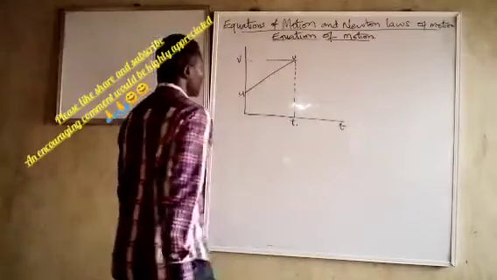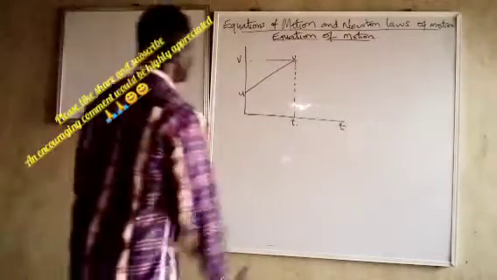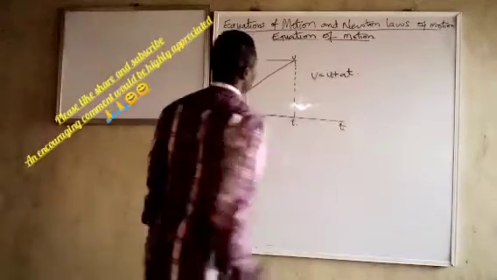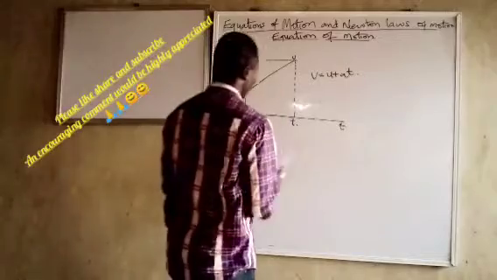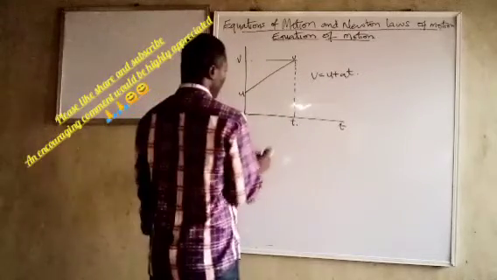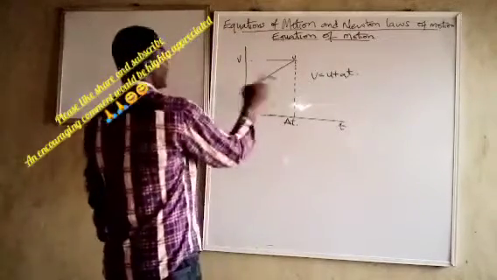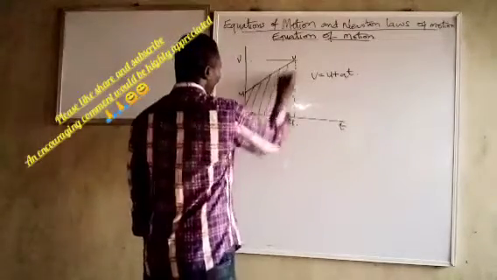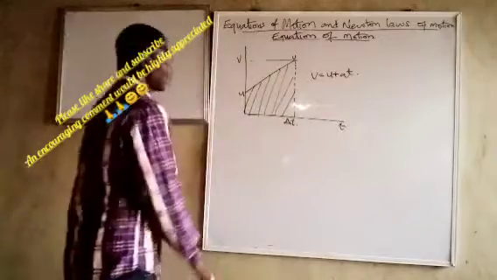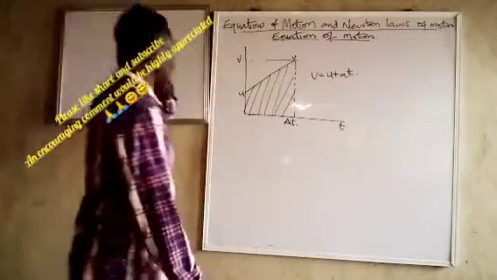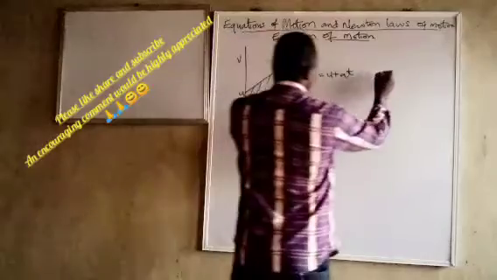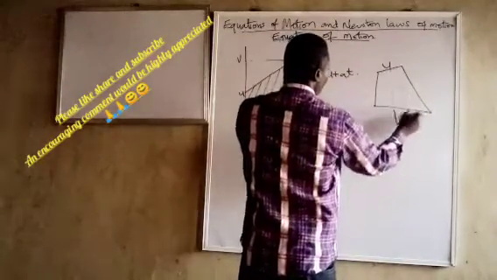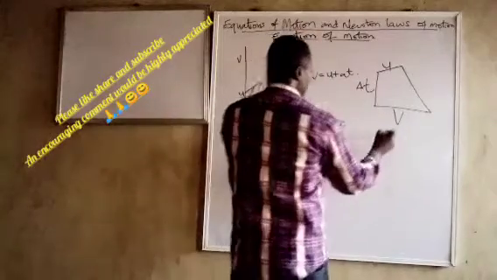This is T. This is V. Now, we know that V equals U plus AT. That is change in time, please. Always put that into consideration. Now, if you want to calculate the area under this graph here, what does it give us? This shape is that of a trapezium with parallel sides. Look at it. This place is U, this place is V, and this place is change in time. Or you can look at it like this.